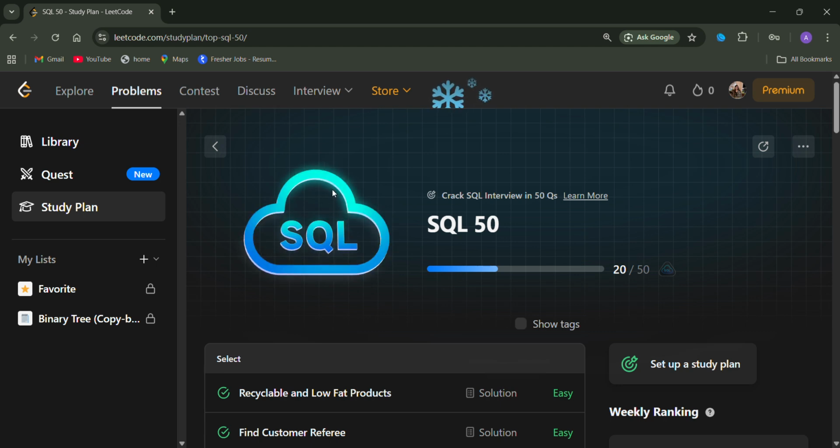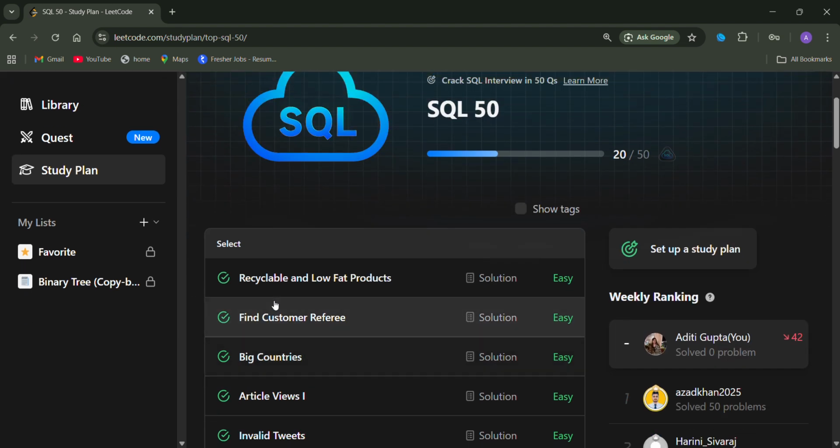Hi everyone, today we are solving the third question of the SQL 50 series. The question name is Big Countries. Let's see the question, then write the query.